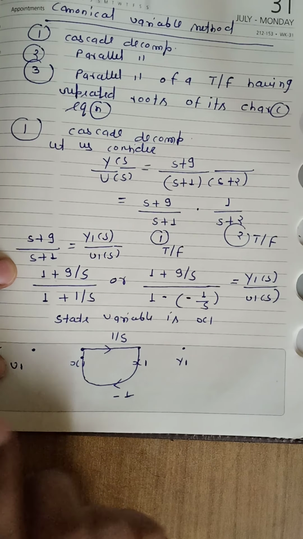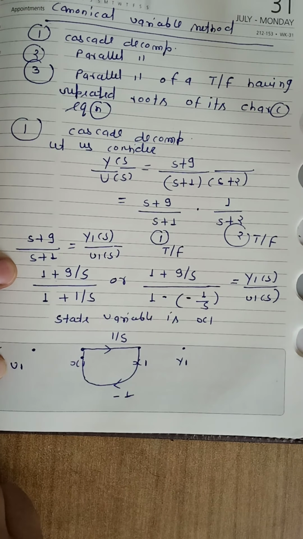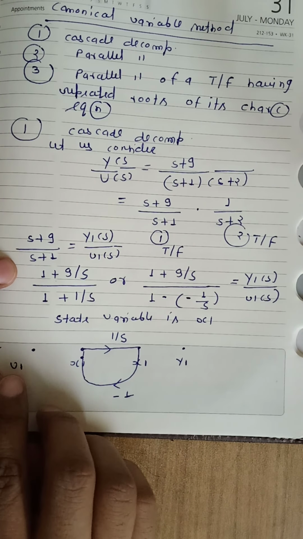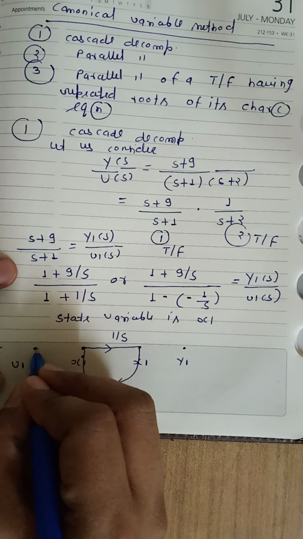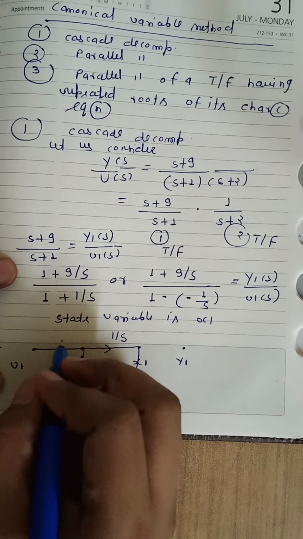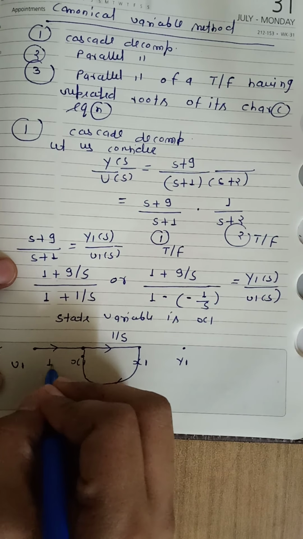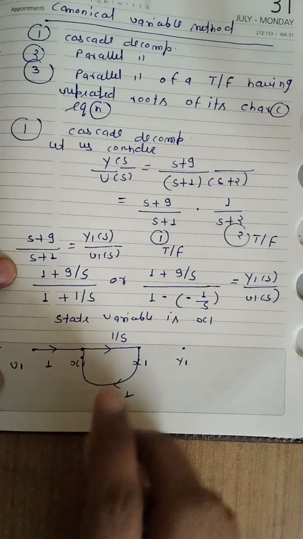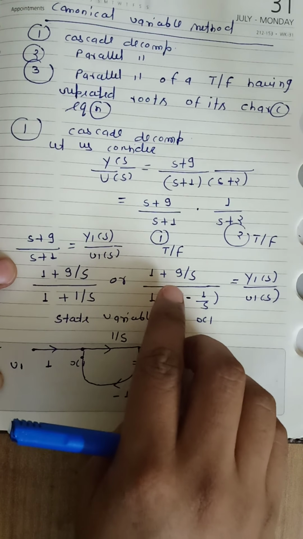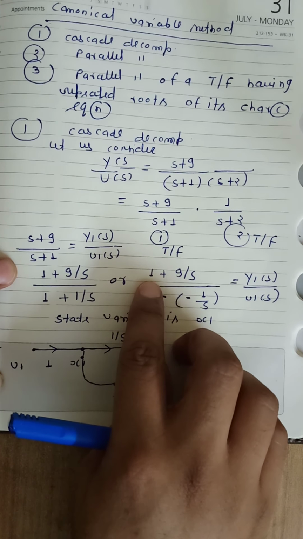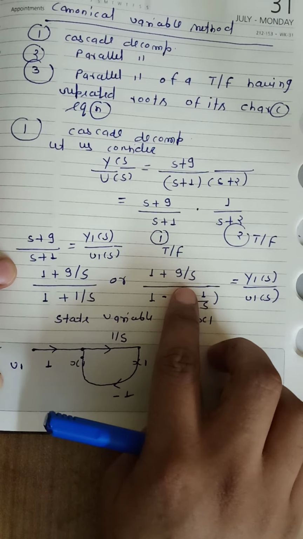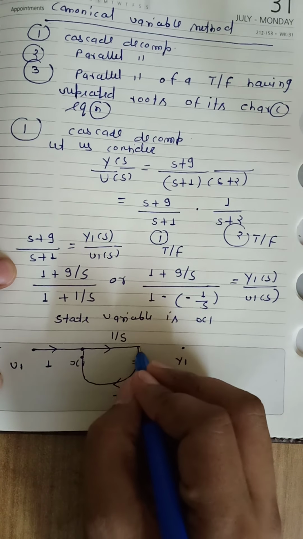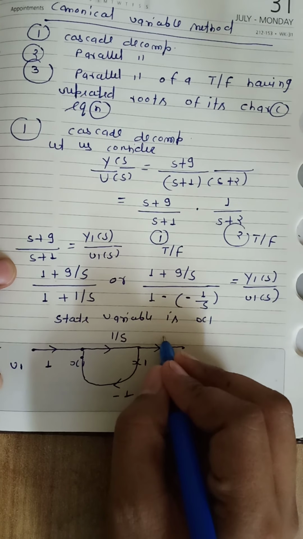Now let us see the numerator polynomial. We have 1 plus 9 by s. So what is the relationship between u1 and x1 dot? We can multiply u1 with 1, then we have x1 dot. So here in the numerator polynomial, the first term we have 1 and the second term we have 9 by s. That means we will multiply 1 by s with 9.